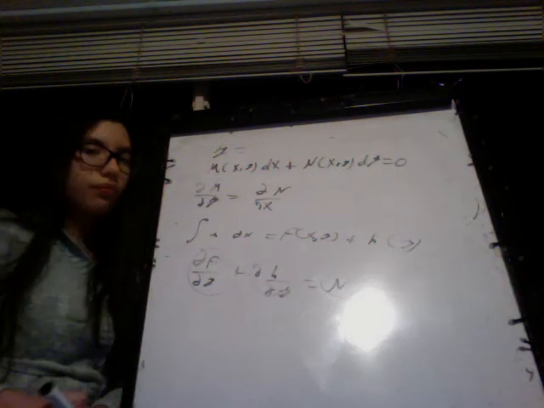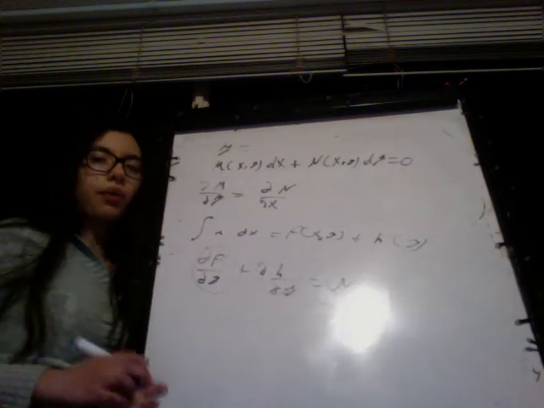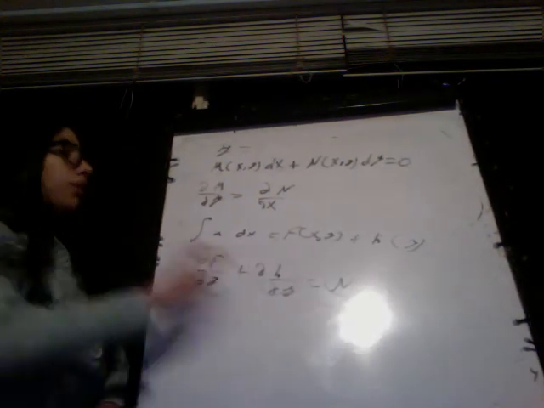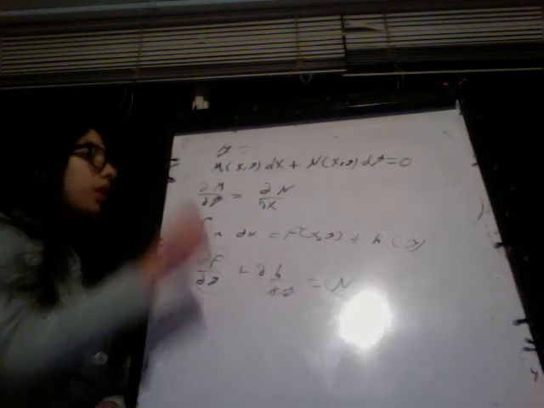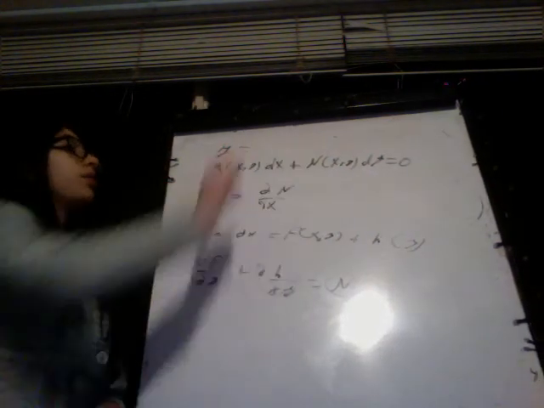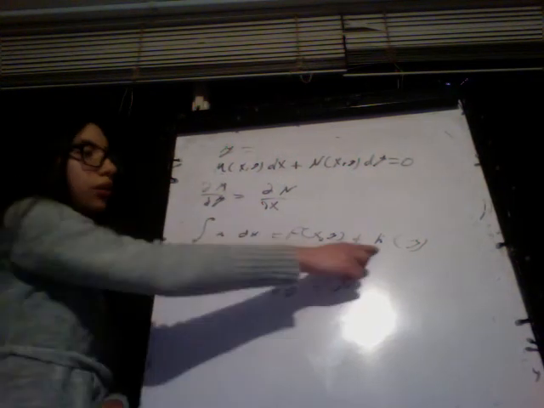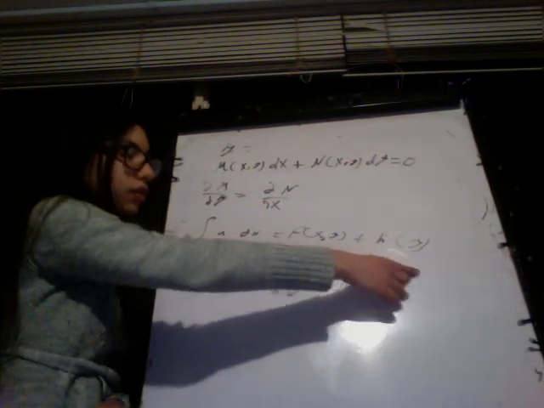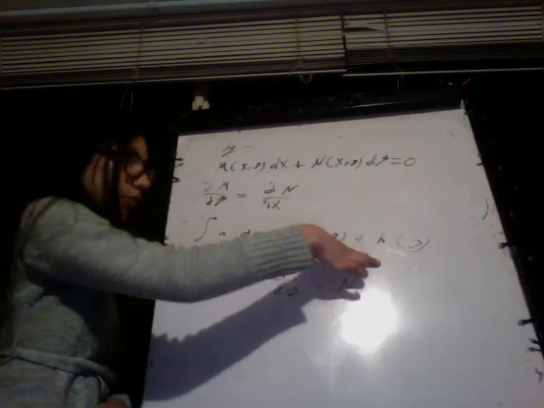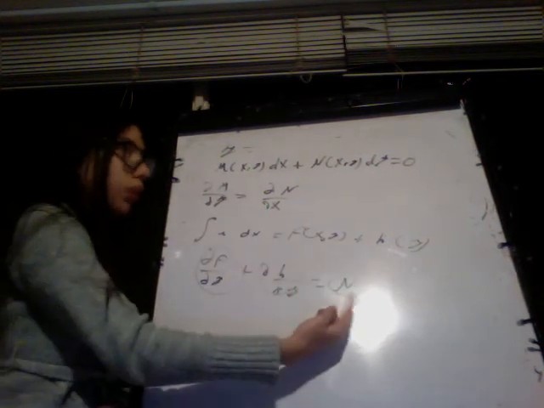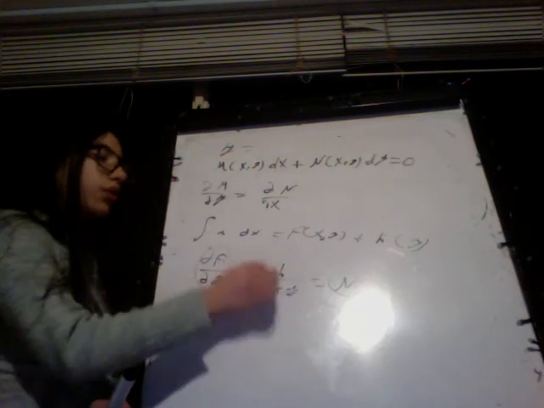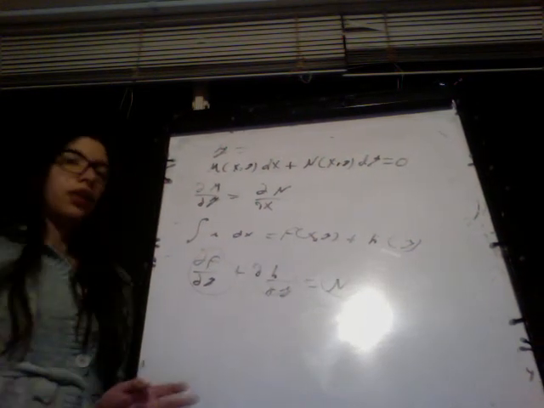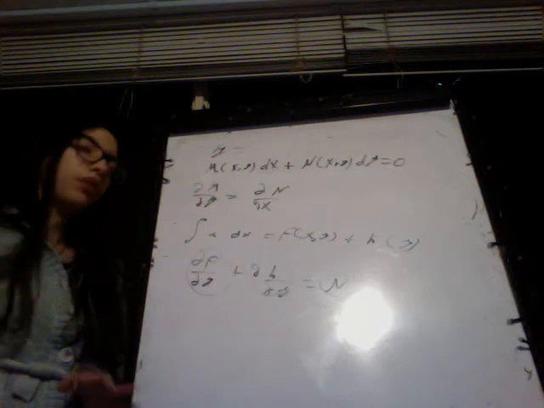We have a lot of videos about this. You can do it this way, as all the videos have done, but you could also integrate N with respect to y and add a function of x. You take the partial derivative of this with respect to x, equate that to M, solve for the unknown function, and then you have the solution.